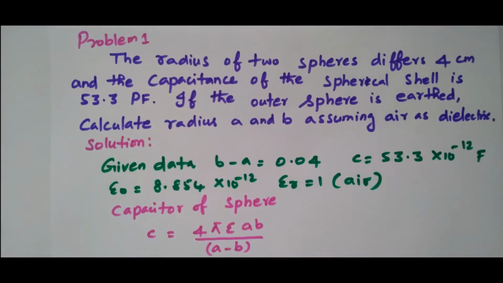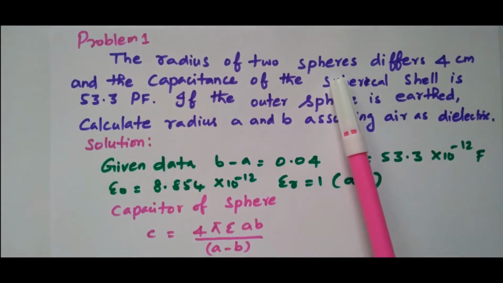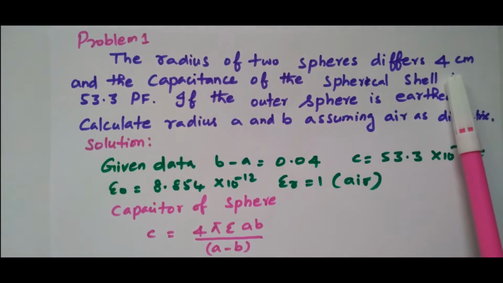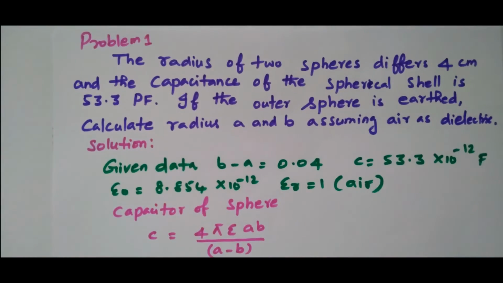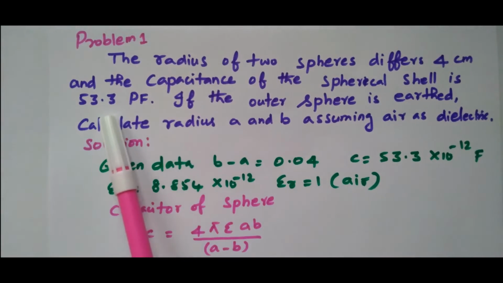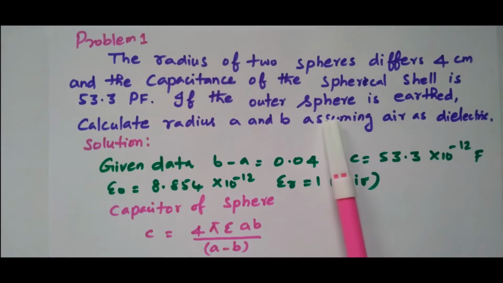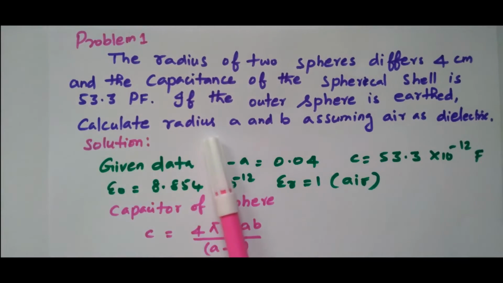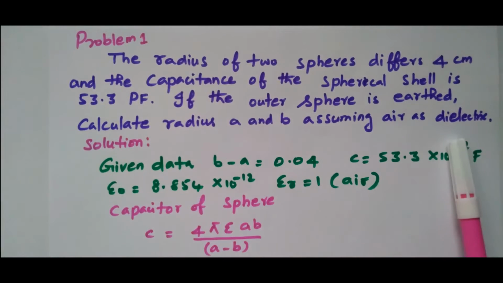Now we'll see one problem in the spherical capacitor. The radii of the two spheres differ by 4 cm. The radii of the inner and outer spheres are not given, but the difference between them is given as 4 centimeter. The capacitance of this spherical capacitor is 53.3 picofarad. If the outer sphere is earthed, calculate the radii A and B, assuming air as a dielectric.